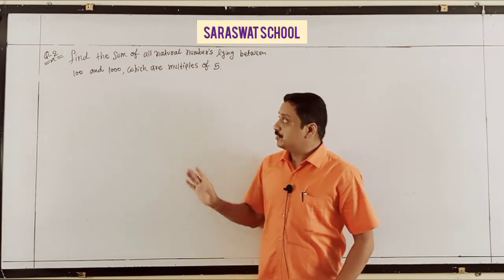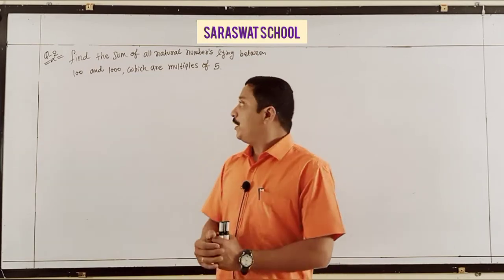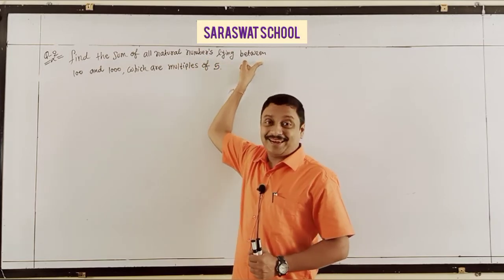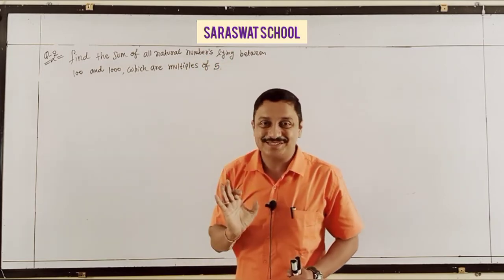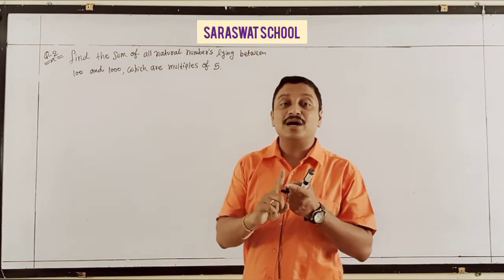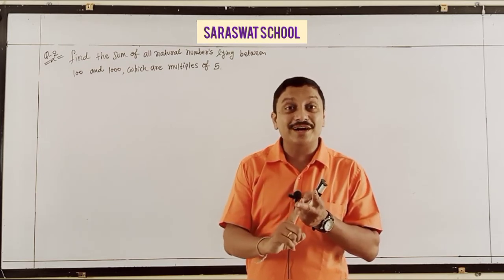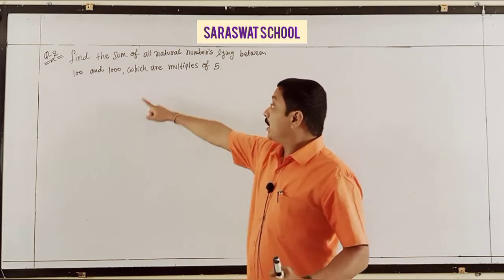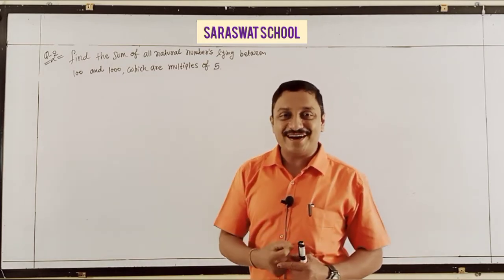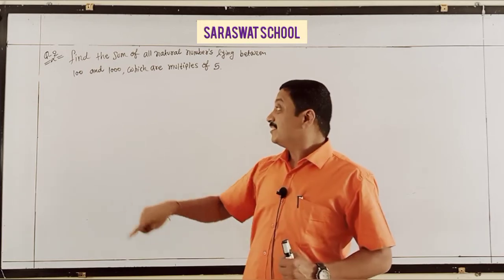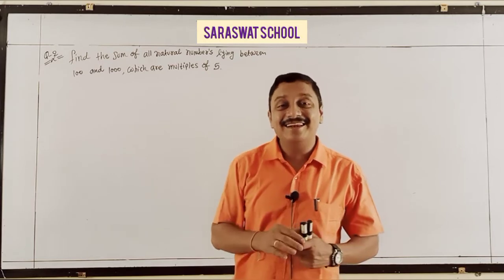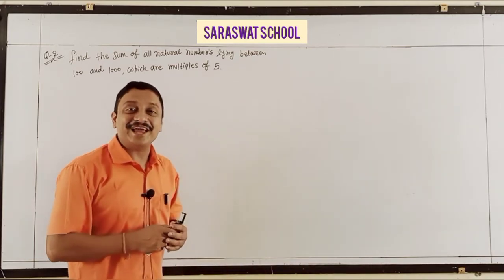Now students, I continue with question number 2. Find the sum of all natural numbers which lie between 100 and 1000. Here the word "between" is given, so we do not count 100 and we do not count 1000; numbers in between are counted, and they are multiples of 5. 5 ones are 5, 5 twos are 10, but we need more than 100. So the first number is obviously 105, second 110, and last 995.